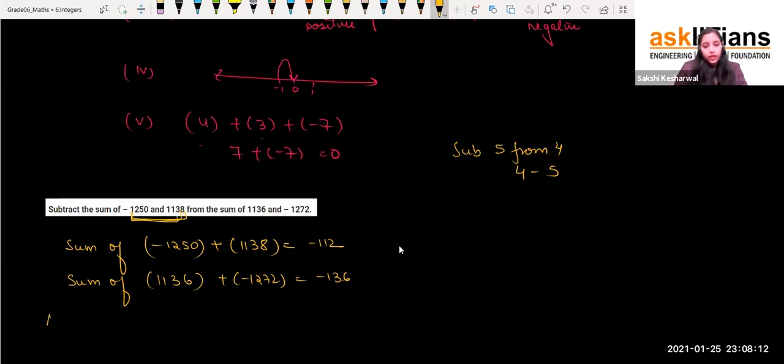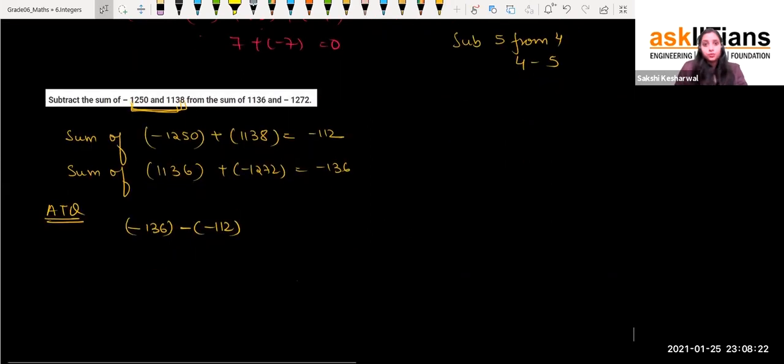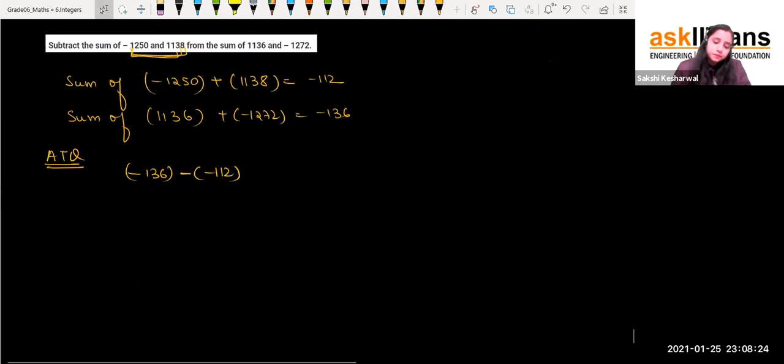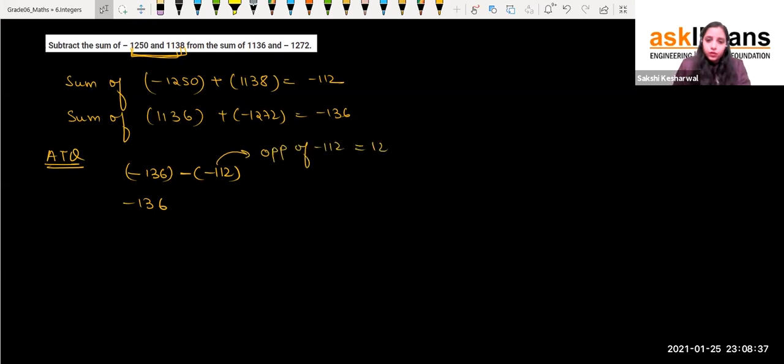Now you have to subtract the sum, this from this. According to the question, ATQ, it is -136 minus -112. Now you have to do the subtraction. The opposite of -112 is 112, so you write a plus sign and the opposite, 112. So -136 plus 112 is equal to -24. Negative 24 is your answer.